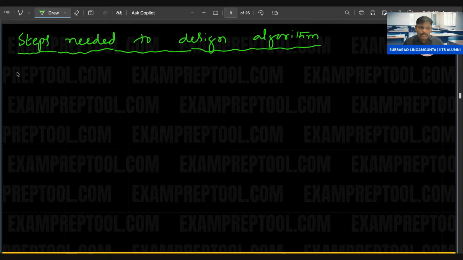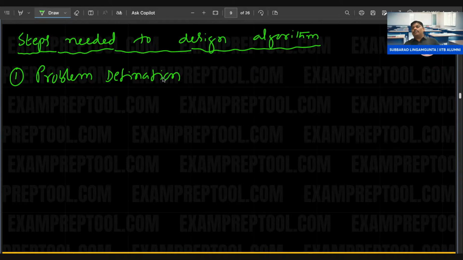I'm writing the first step. If you want to design an algorithm for any problem, the first step is knowing the problem clearly. That is called problem definition. Knowing the problem clearly means that for every input, we have to know what the output is.